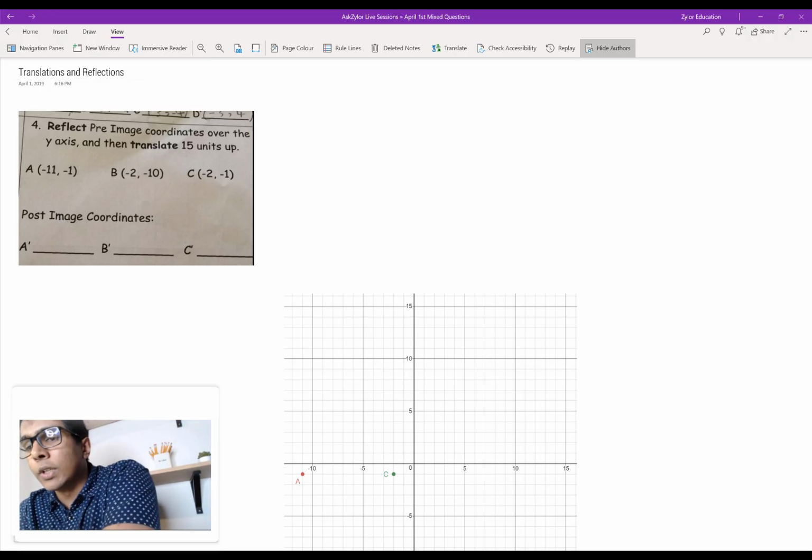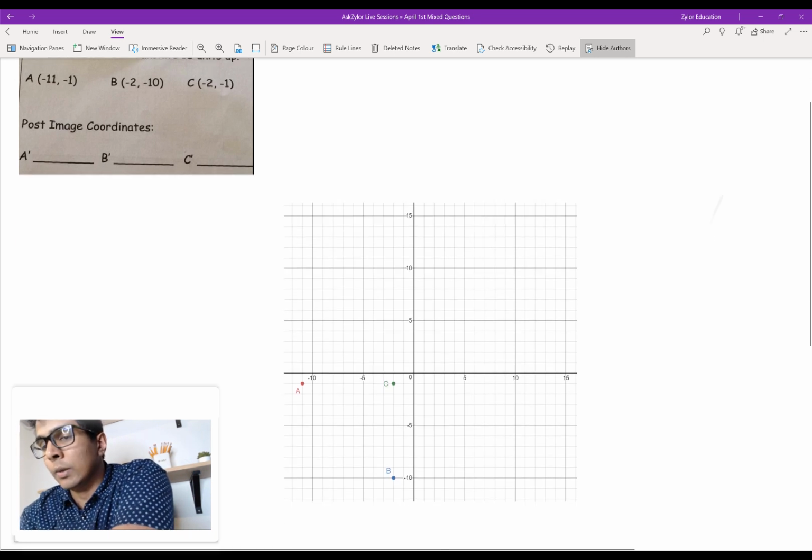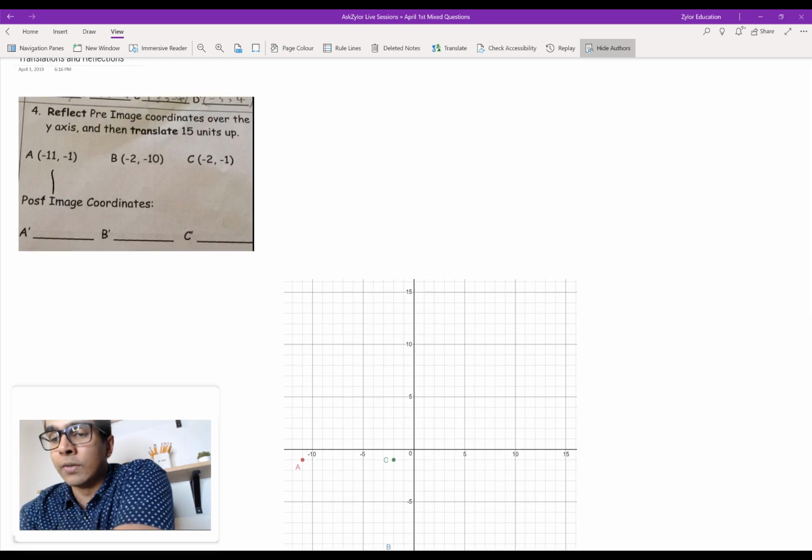Okay, so the first question is saying reflect the coordinates over the y-axis and then translate 15 units up. So there's two ways to do this. We can do the transformations to the point itself, or we can visually do it.